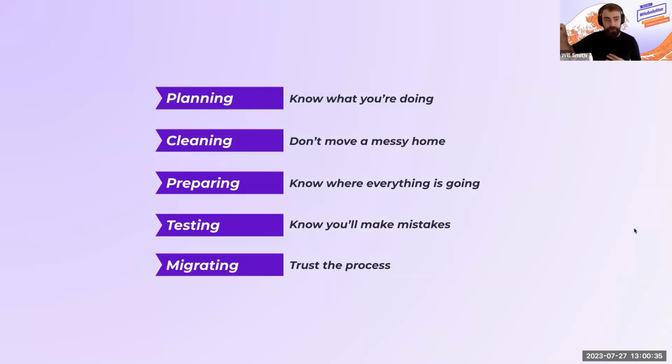You need to know what you're doing. Stage 2 is cleaning. You need to make sure that your house is in order. You don't want to move in a messy home. You want everything to be clean. You want everything to be identified. You want to make sure that you don't have duplicate records. You want to make sure that the objects are clean. And you want to make sure that you are planning things correctly.